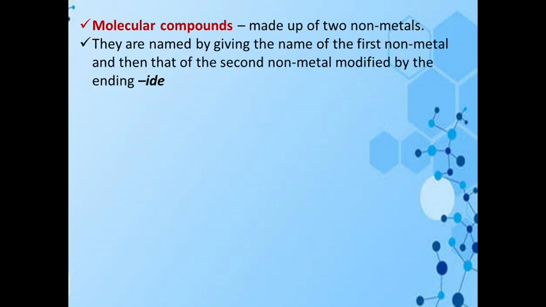Okay, so next is the molecular compounds. Molecular compounds are also known as covalent compounds. Covalent compounds are composed of nonmetals, so they are made up of two nonmetals. They are named by giving the name of the first nonmetal, and then the second nonmetal is modified by ending in -ide.